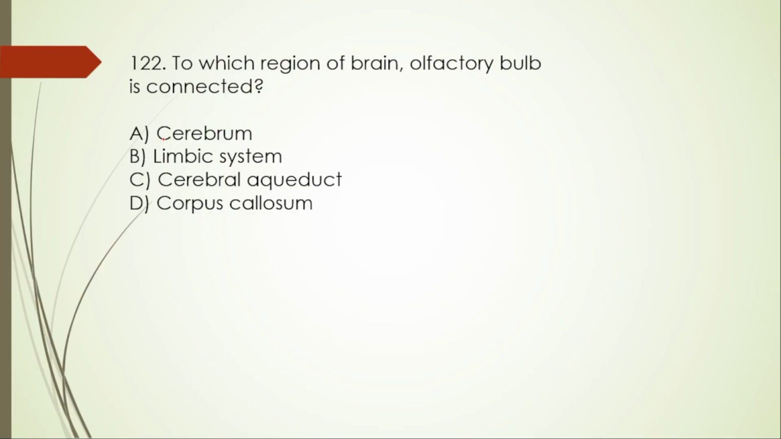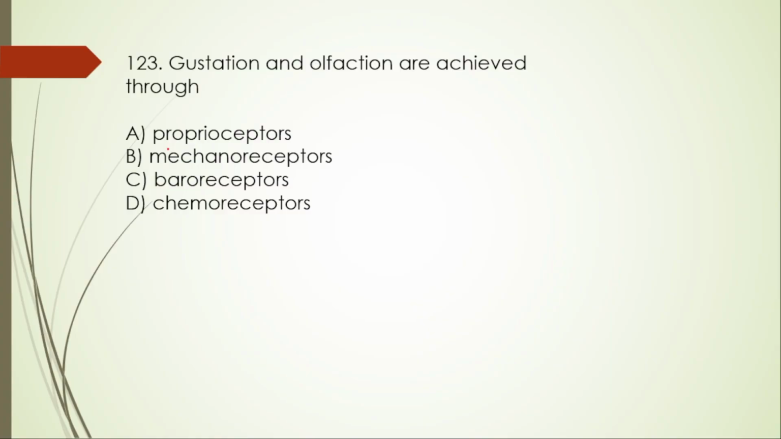122. To which region of the brain is the olfactory bulb connected? Cerebrum, limbic system, cerebral aqueduct and then corpus callosum. So here the right option is limbic system. 123. Gustation and olfaction are achieved through proprioceptors, mechanoreceptors, baroreceptors, chemoreceptors. So here the right option is option D.